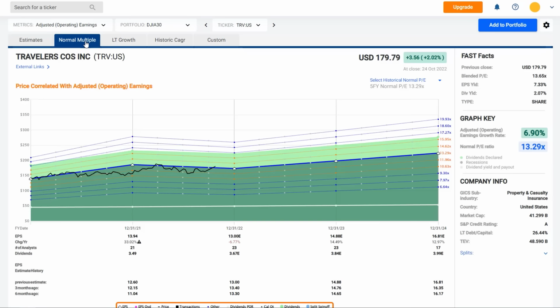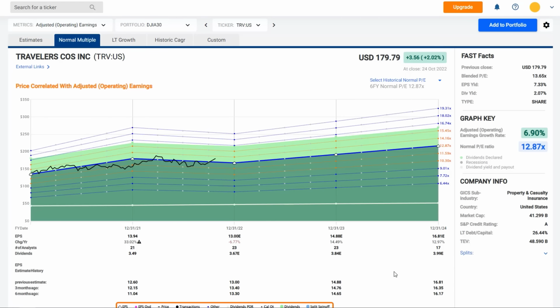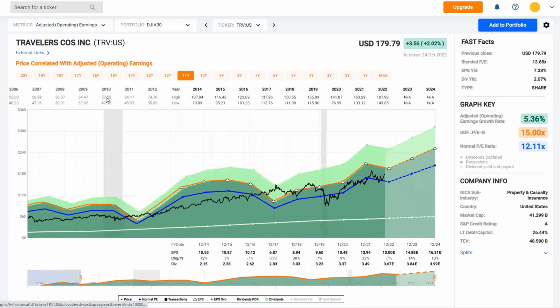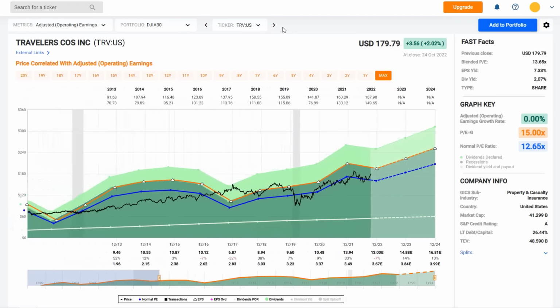But if you're looking at the normal multiple, the last 5 years, probably just fairly valued. You could look at it over a longer period of time, like the last 6 years, and it would be trading at a slight premium. Anyway, that's Travelers. It's prudent at this point. It's not necessarily cheap, and it's certainly not expensive.